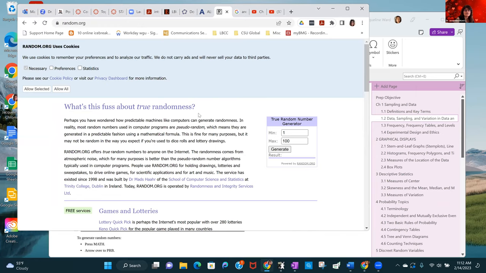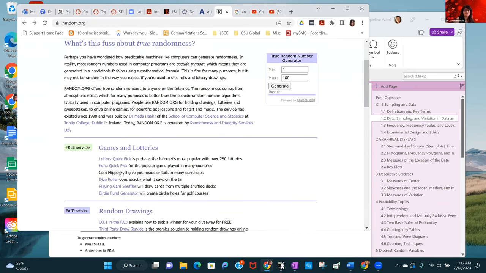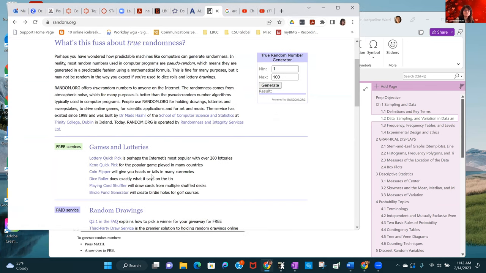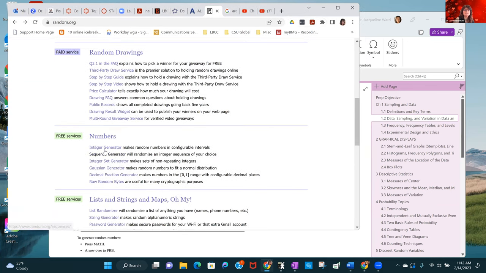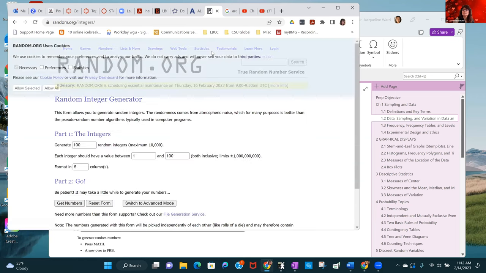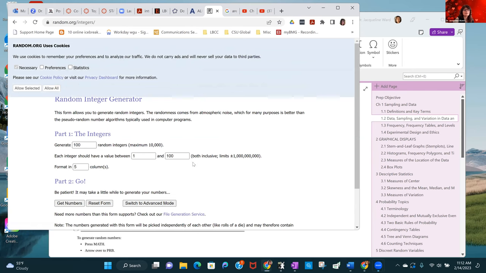And there's all kinds of stuff. If you're interested in playing around, it even has a dice roller. That's pretty cool. But I want to look at just the integer generator. So maybe student ID numbers only have, I don't know, three numbers.